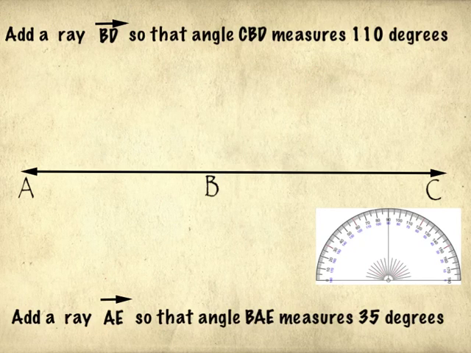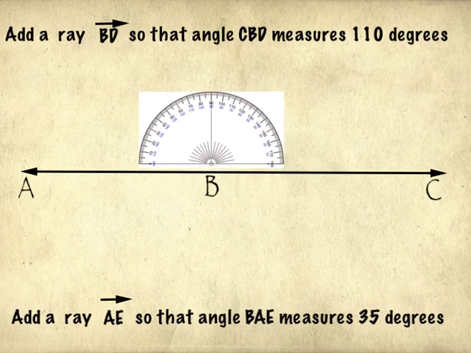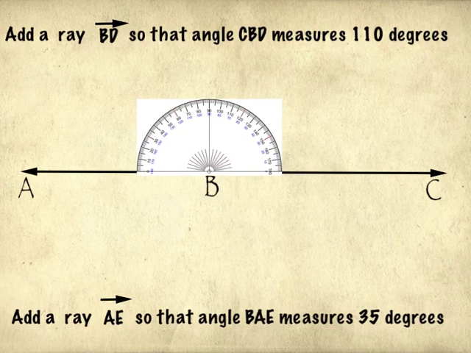So here's a similar question. It's asking me to add a ray BD so that angle CBD measures 110 degrees. So once again, I have a line ABC, and I'm going to start at B to make the ray BD, and it needs to be 110 degrees. So I'll move this over. And now that I've got that, I can start at 0 and make my ray so that it goes over 110.